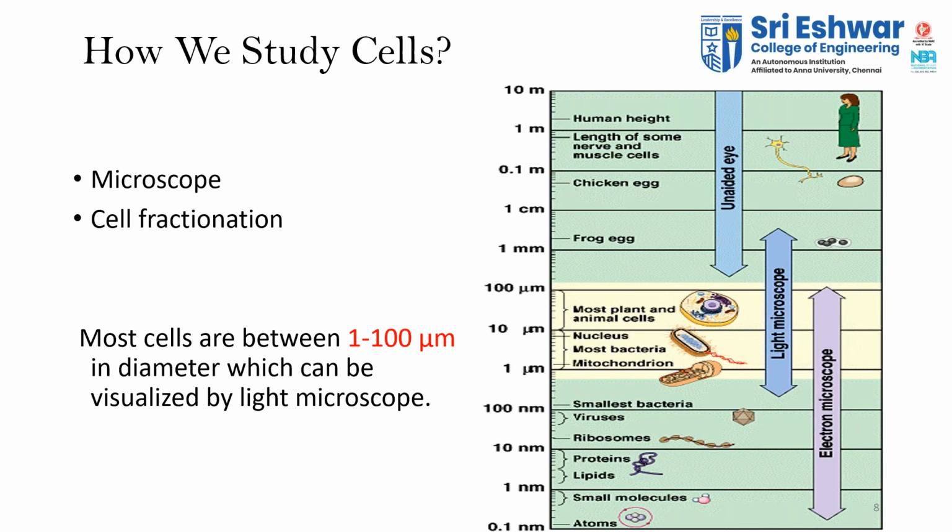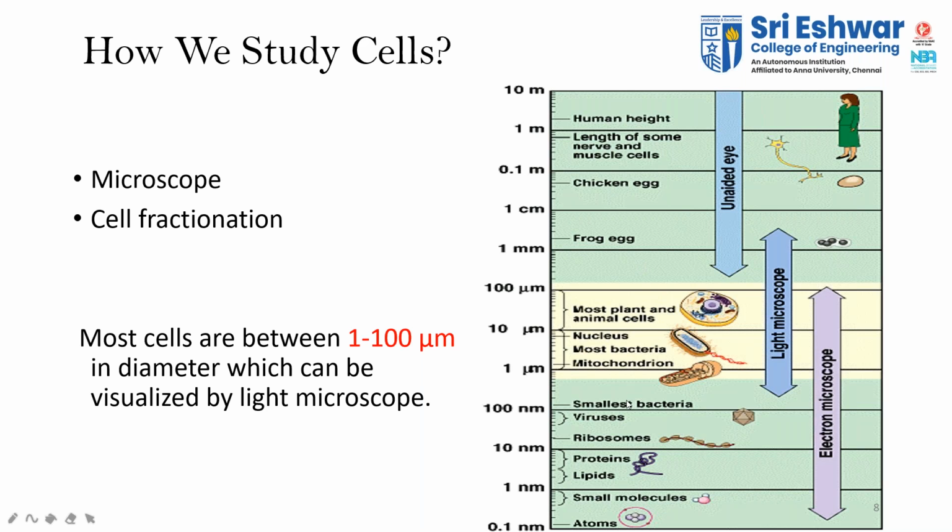And next, at 0.1 m, an example we have is the chicken egg, and we have a few examples like plant and animal cells, nucleus, most bacteria, mitochondria, everything falling under 100 micrometer to 1 micrometer. All these animal cells, plant cells, and bacteria will be viewed using your light microscope. But at larger sizes, we can see with bare eyes, the unaided eye, without using any microscope, because the size of these things is larger when compared to cells.